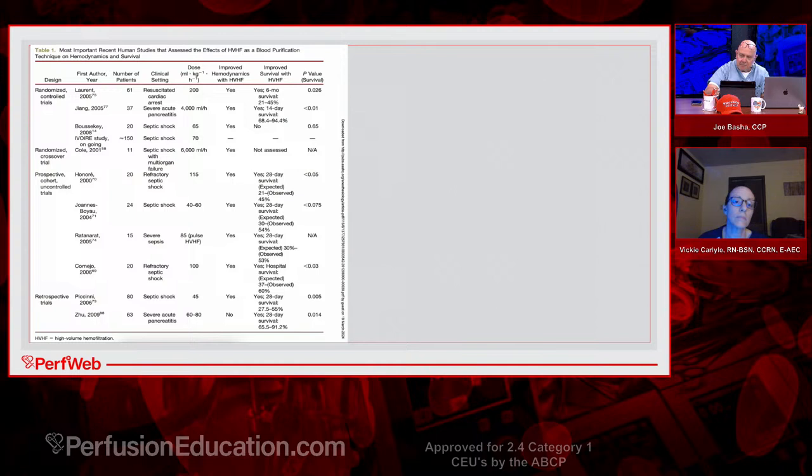Here we see what high volume hemofiltration looks like, and the dose is in milliliters per kilogram per hour. And here are the various studies. You can see that they're dated. That's the problem with CVVH, it is poorly studied because studies are extremely difficult to do. It's not because they're not effective studies, but they're very hard to do.